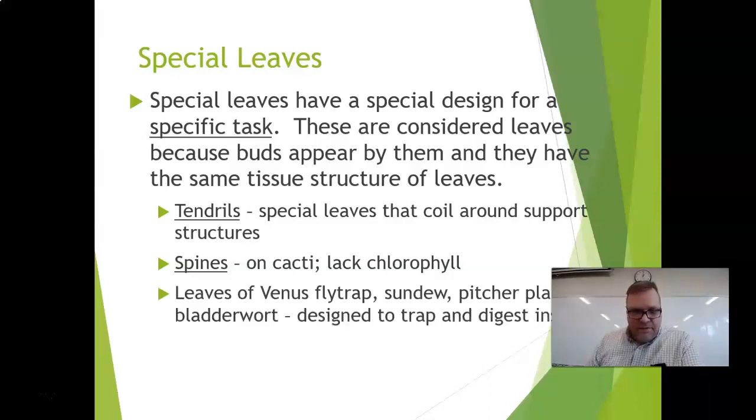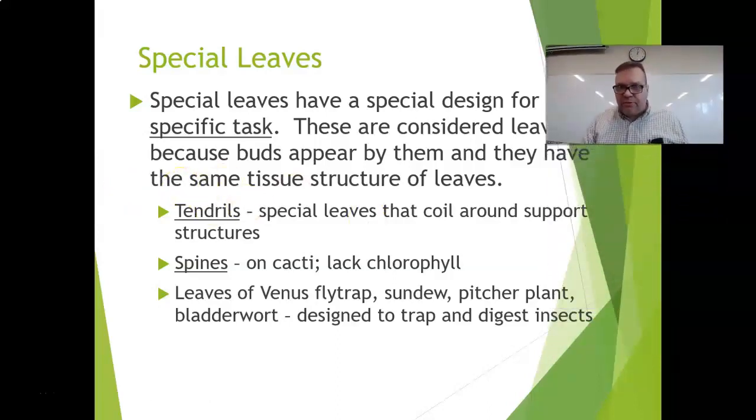Leaves of a Venus flytrap, the sundew plant, pitcher plant, I'm going to move my picture up here, or the bladderwort. These are designed to trap insects. So if you have an example of a Venus flytrap, it looks like this. The fly lands on, starts crawling along, and then the leaves close up, and then it slowly digests and eats the fly.